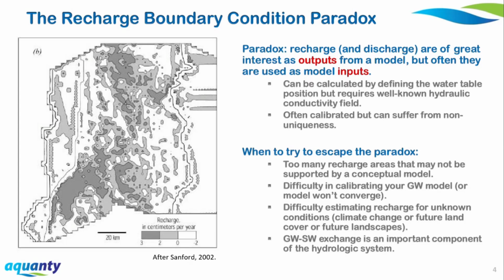Okay, so this brings us to the recharge condition paradox, and Braden gave a really good introduction to it. Here I'm just going to keep it fairly simple in that recharge and discharge are of great interest as outputs from a model, but often they're used as model inputs, right? And it can be calibrated. So, if we know how much water we have coming into the system, then it would be great to actually have it strictly be a model output rather than the model input, as is often the case.